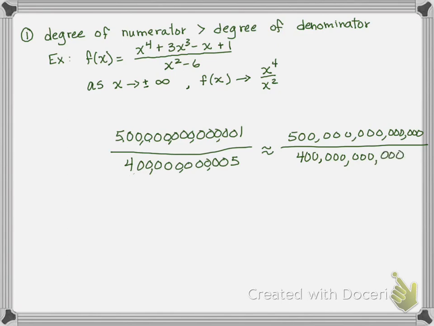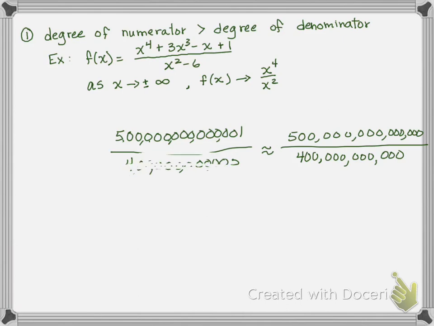You guys agree that's true? That's what I'm doing when I drop that 3x to the third minus x plus 1, is that x to the fourth is just so darn big that everything else is like negligible. Yes? You just take the biggest degree over the smallest degree. You take the leading coefficient of each one. Yep.